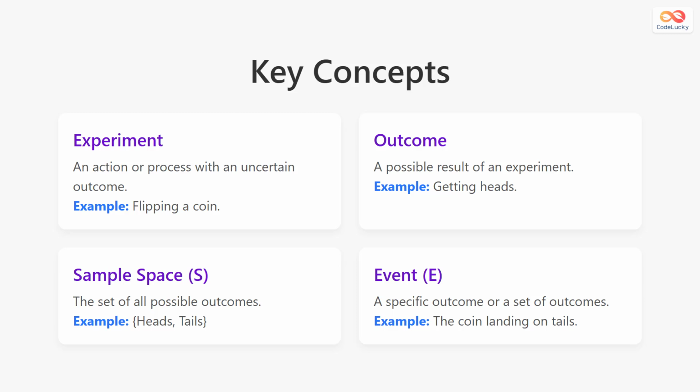Before we get to the main formula, let's clarify a few key terms. An experiment is any action where the result is uncertain, like flipping a coin. An outcome is just one possible result of that experiment, such as the coin landing on heads. The sample space is the complete list of all possible outcomes. And finally, an event is the specific outcome or group of outcomes we are interested in.